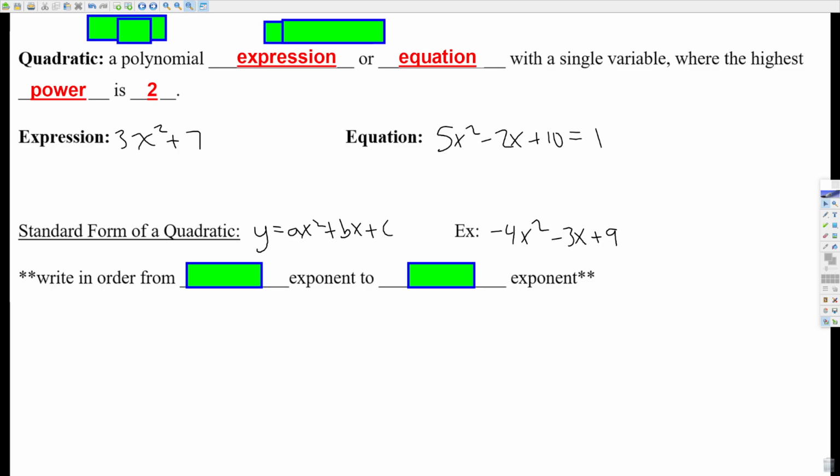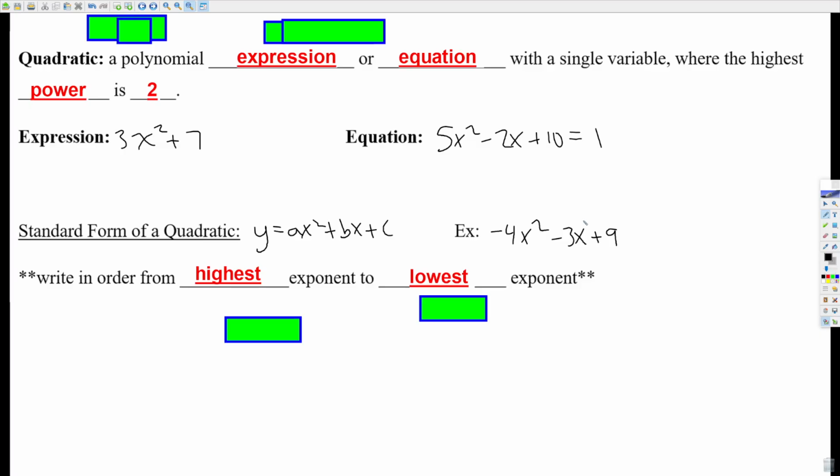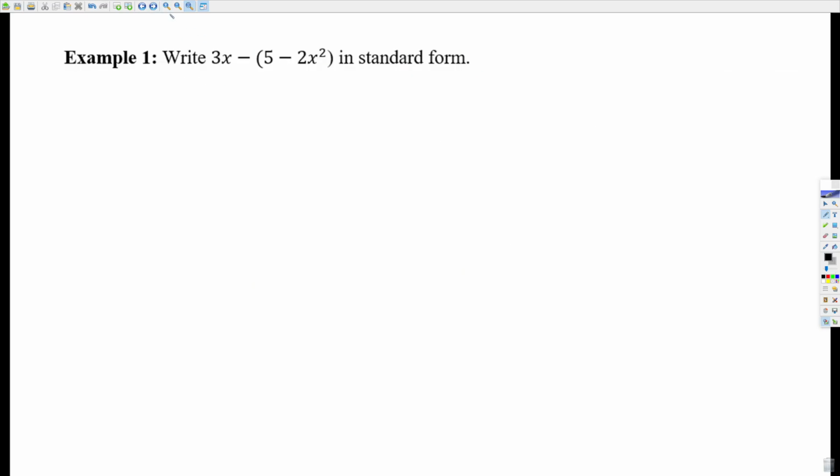Whenever you do standard form, the only thing you have to make sure is that when you write these out, they have to be in order from the highest exponent to the lowest exponent. So your highest exponent is 2, and the next exponent is technically a 1 here when you don't see it. And then there is no exponent here, so there's no x at all, technically x to the 0 power.